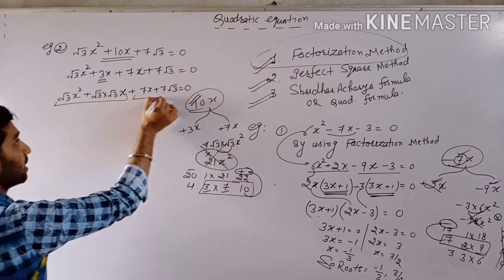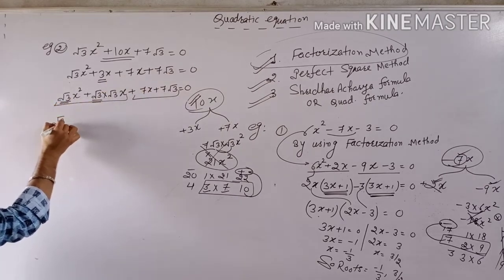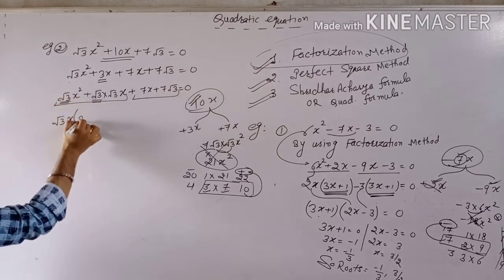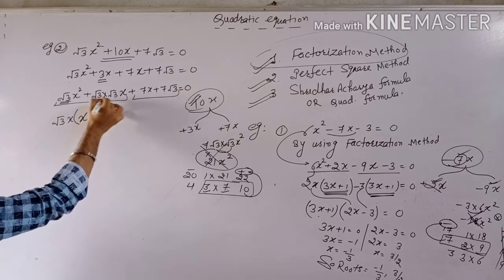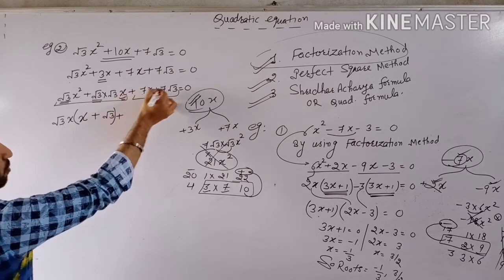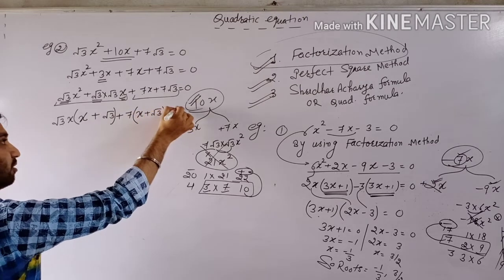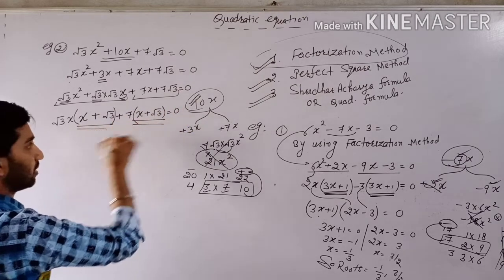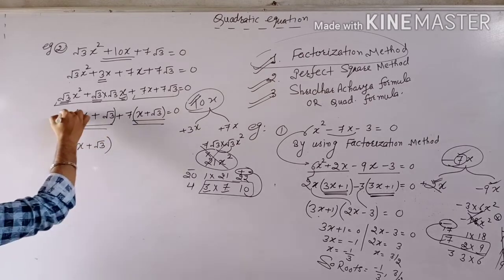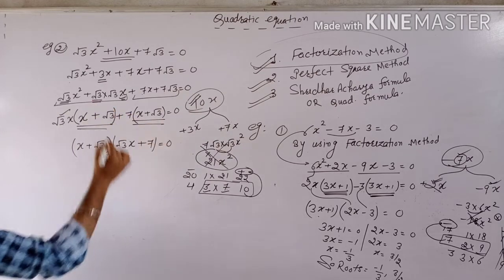It is the first pair and it is the second pair. In the first pair, root 3 is common in both terms and x is also common. Root 3 is common, x is common and the remaining is x. Root 3 and x are common, remaining is plus root 3. In this pair, we see that 7 is common. Remaining is x plus root 3 equal to 0. We get the same pair, x plus root 3. So x plus root 3 is again common. Remaining is root 3x plus 7 equal to 0.